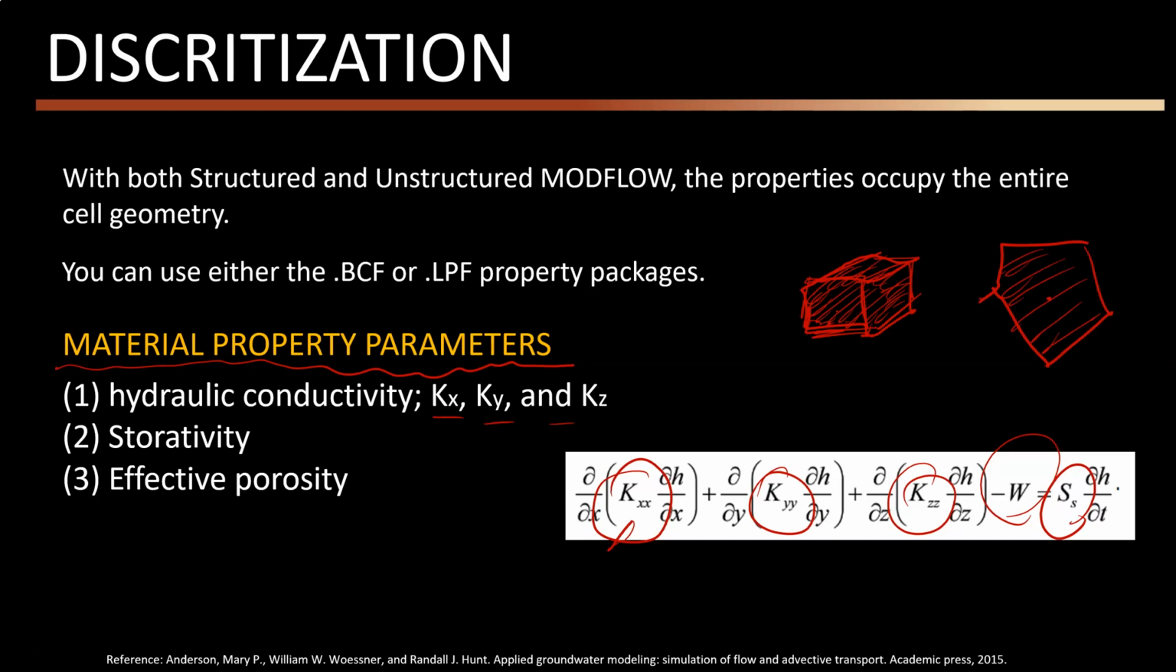So the hydraulic conductivity is one, the other one is the storativity information, and actually effective porosity is something that we need to know. Usually this is a property that we need to add, but it is more important once we solve the contaminant transport models. But these are three pieces of information that, it doesn't matter if it is structured or unstructured, are assigned to the entire volume of the cell.